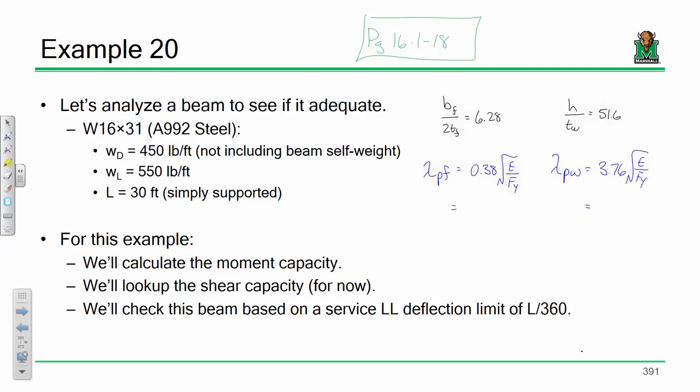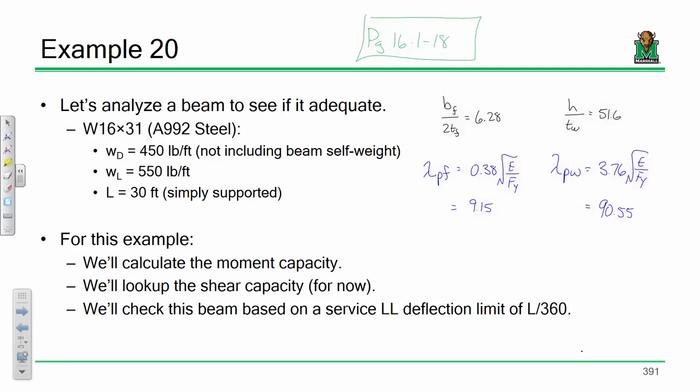And can somebody tell me what these values are going to be? I mean, can you chug that out pretty quickly? What is 0.38 square root of E over FY? Remember, we're looking at A992 steel, so what's FY? 50. And what's E? 29,000. And what about this one over here? 5. All right. Is everybody okay with this?